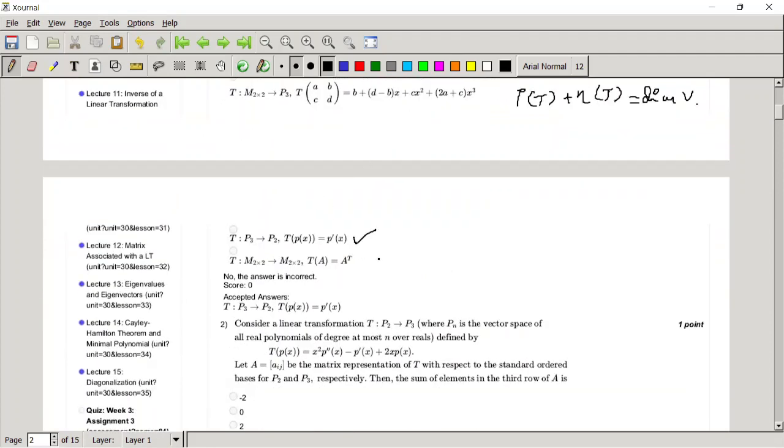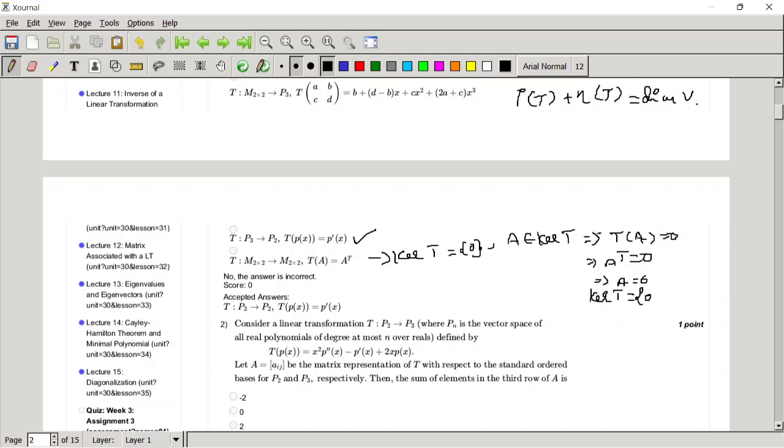For option 4, we can directly check by taking kernel T equal to 0. Let's take some element A in kernel T. That implies T of A equals 0, that implies A transpose equals 0. So from this we can say A equals 0. So kernel T is nothing but the singleton set 0. So we can directly say T is 1-1 here for the fourth option. So the only correct option is option C.